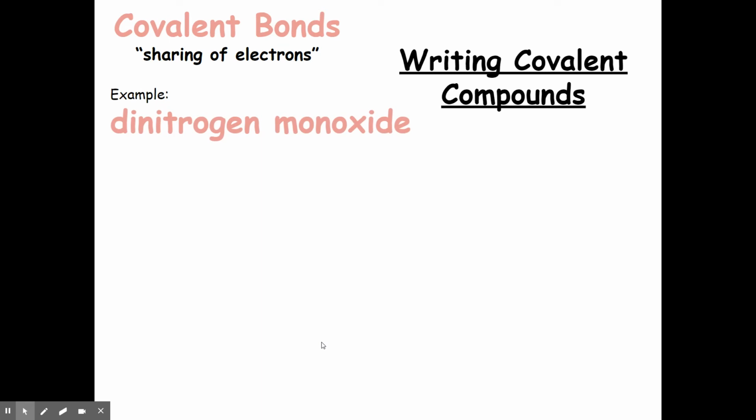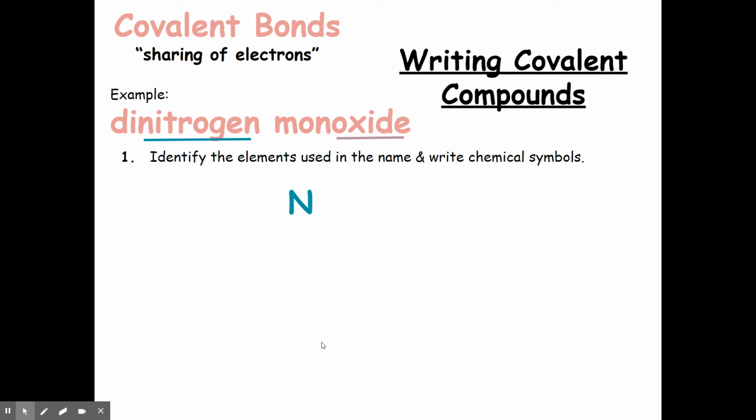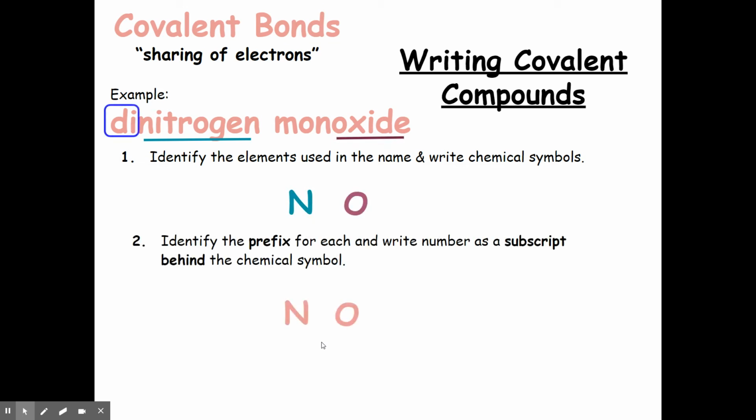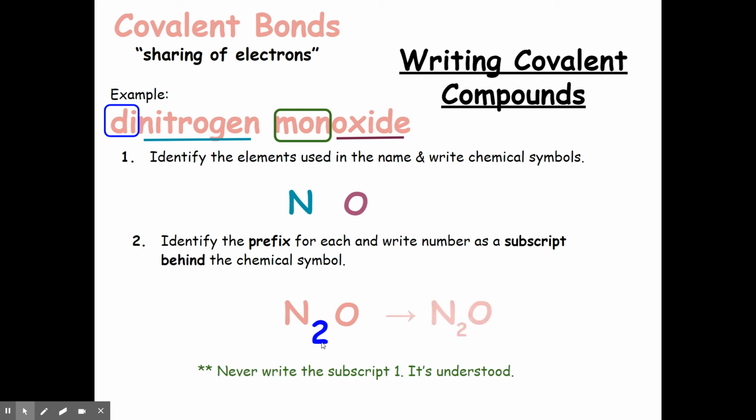Okay, now if we have the name, we've got to work backwards. So this one says dinitrogen monoxide. Well, di means 2, so that means I have 2 nitrogens and 1 oxygen. So we'll say nitrogen and oxygen are my 2 elements. I have 2 nitrogens and 1 oxygen. And again, we don't write ones as a subscript.